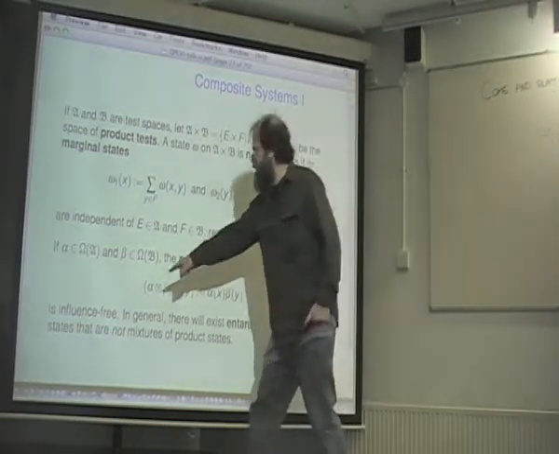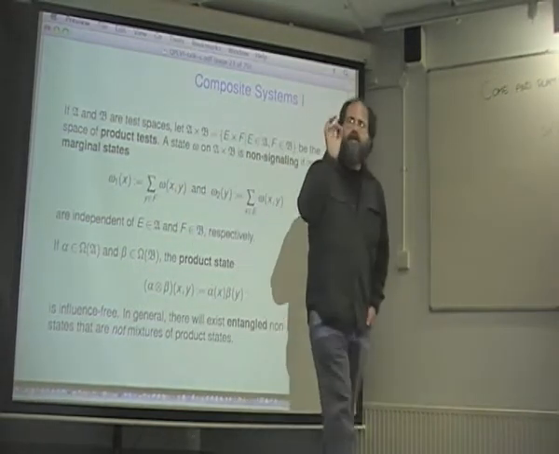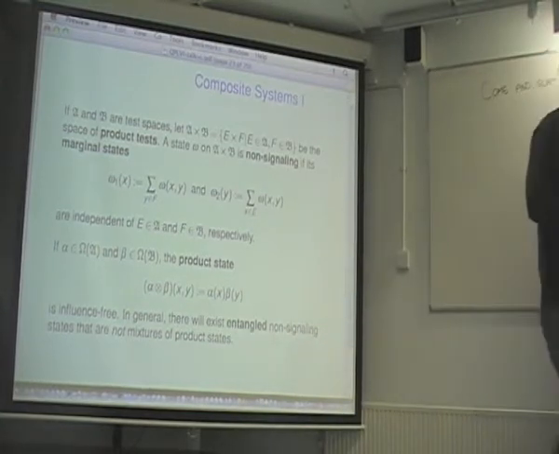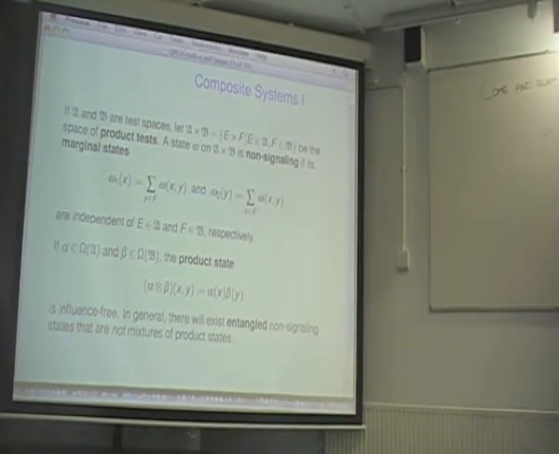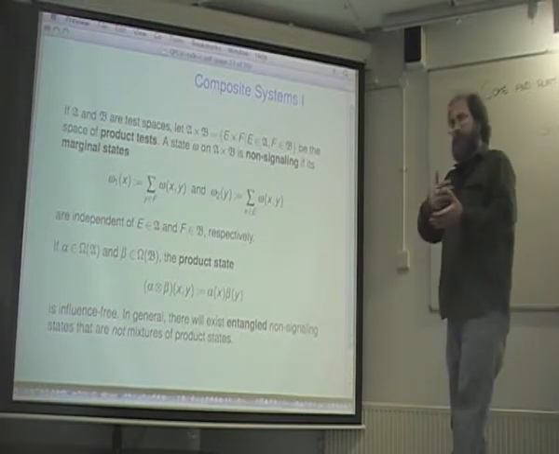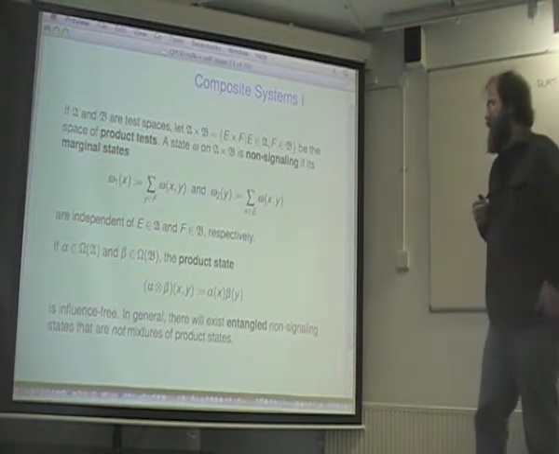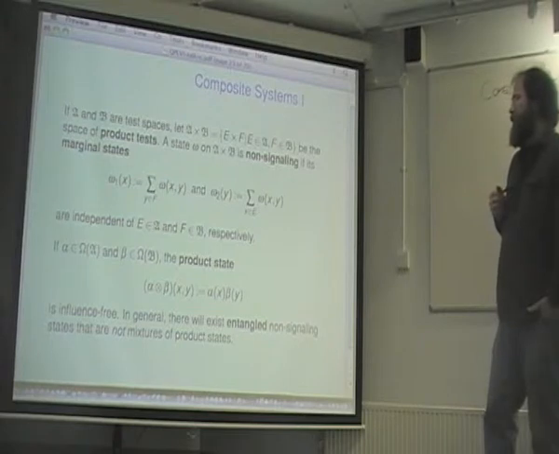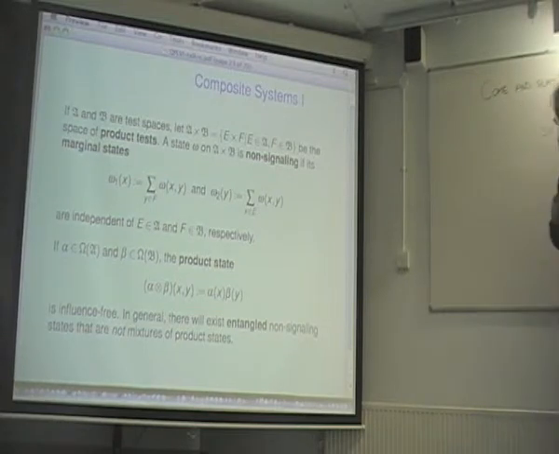It's less obvious that it's influence-free because I haven't told you what that means. That's a typo. Influence-free is a term that we used to use for non-signaling. Okay, product states are obviously non-signaling. In general, for almost any test spaces you write down, there will exist entangled, that is, non-separable, non-mixtures of product states that are still non-signaling states. There will exist entangled states.